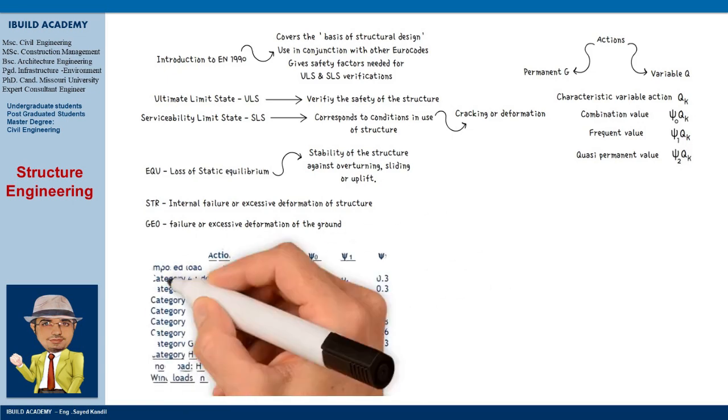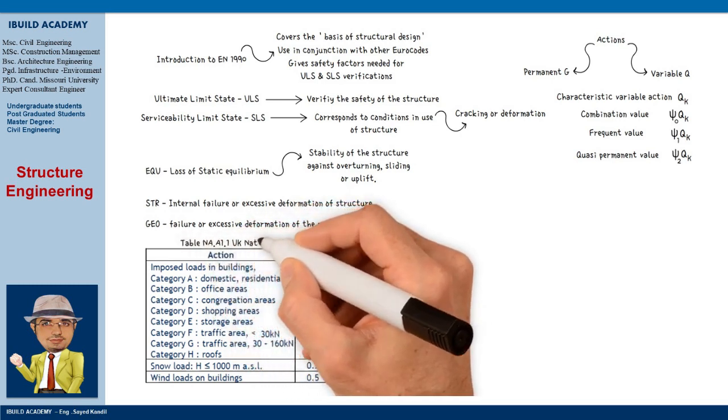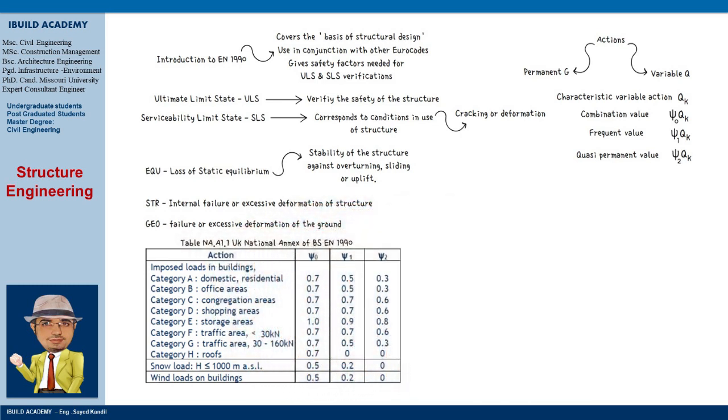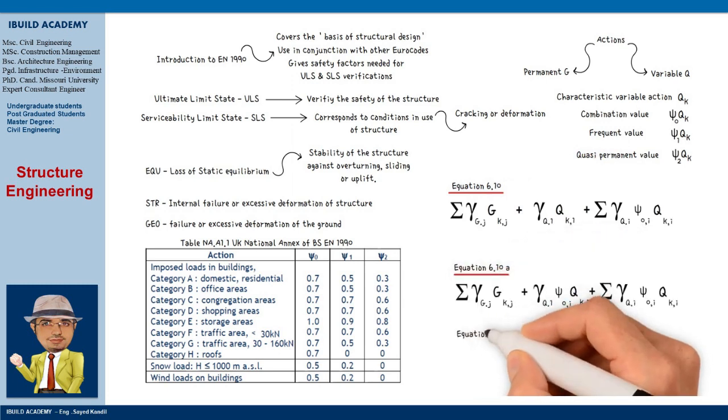We have different combination factors for different load situations, which we can get from Table A1.1 of the UK National Annex. When we need to consider combinations of actions, there are two options. The first option is to use equation 6.10. Alternatively, we can use the less favorable results of equations 6.10a and 6.10b.